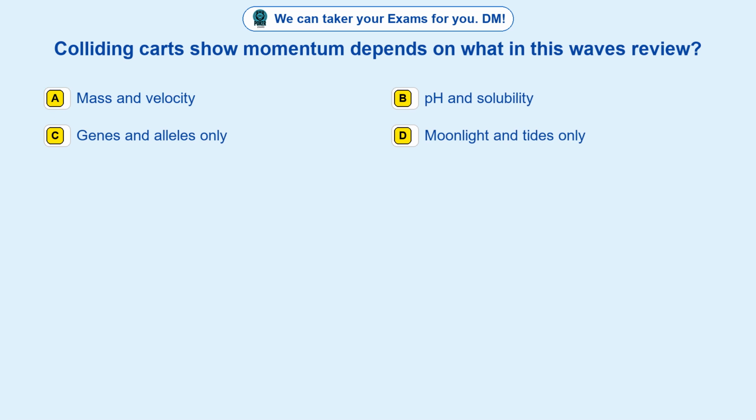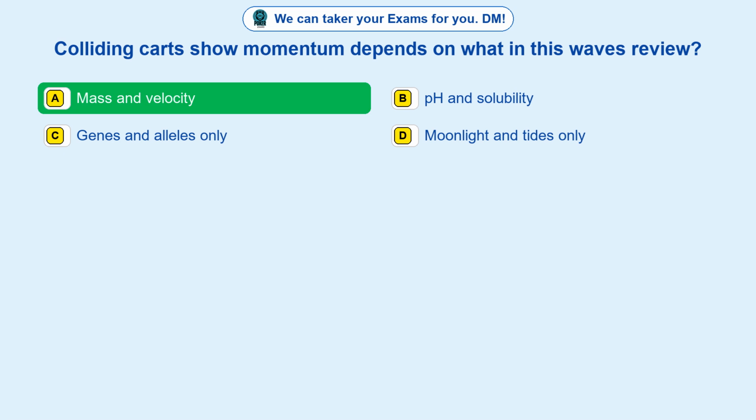Question 62. Colliding carts show momentum depends on what in this waves review? Option A, mass and velocity. Option B, pH and solubility. Option C, genes and alleles only. Option D, moonlight and tides only. The correct answer is option A.